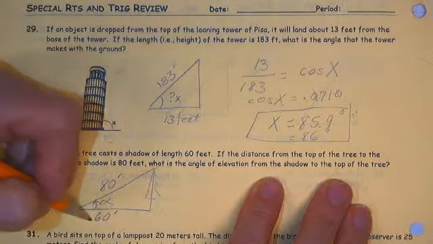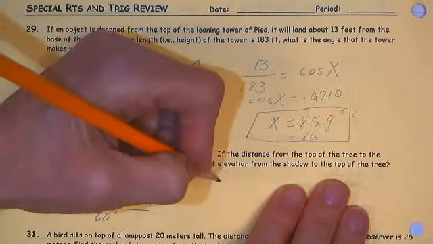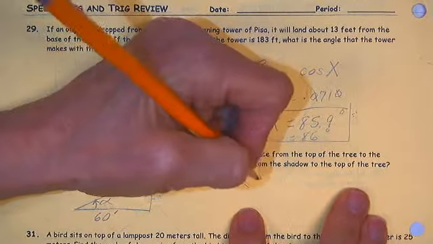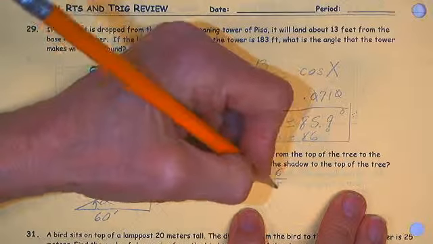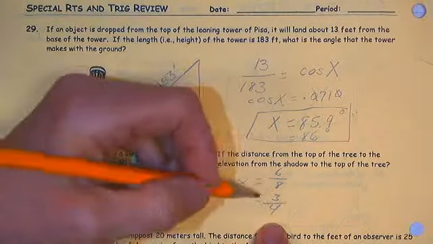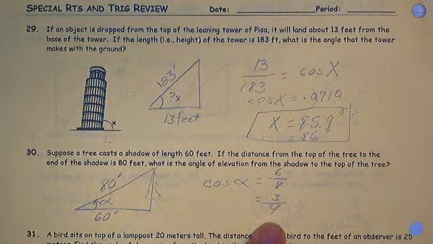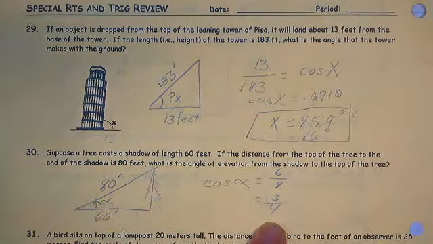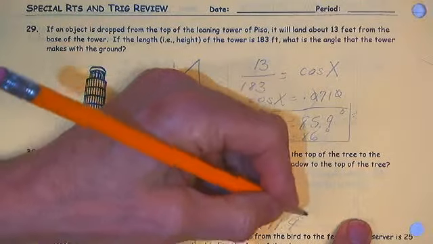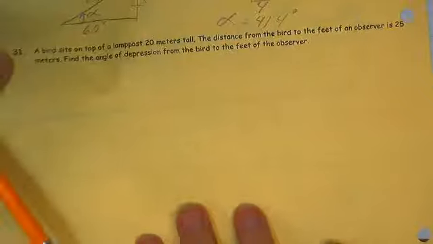Okay. Adjacent over hypotenuse is cosine. Cosine of the angle is 6 over 8, which is 3 over 4, which is 0.75. What is the angle whose cosine is 0.75? 41.4 degrees. Last problem, and then I can go home.